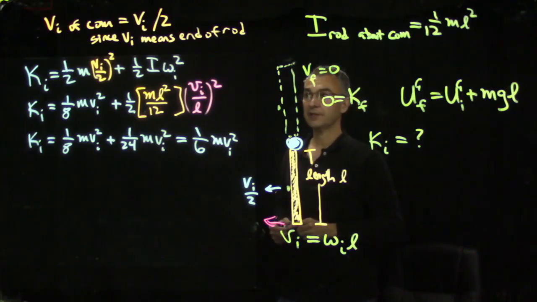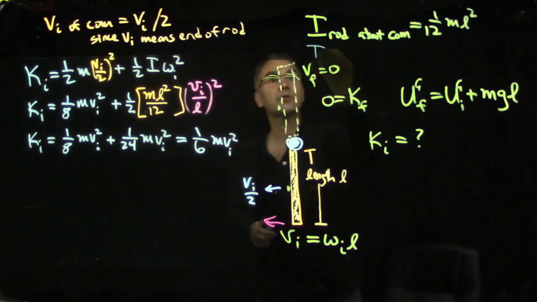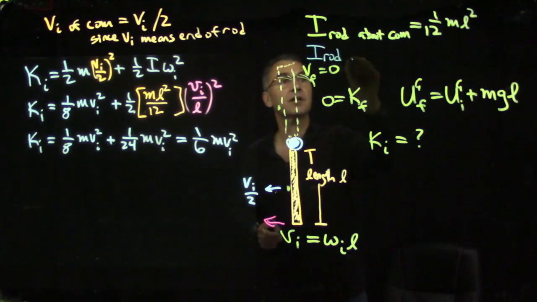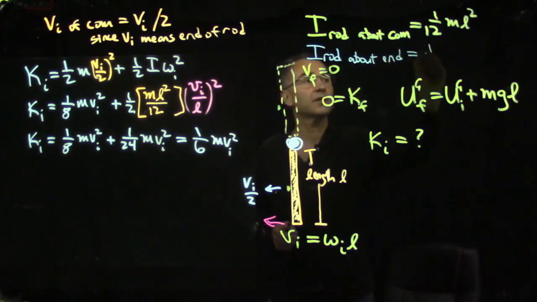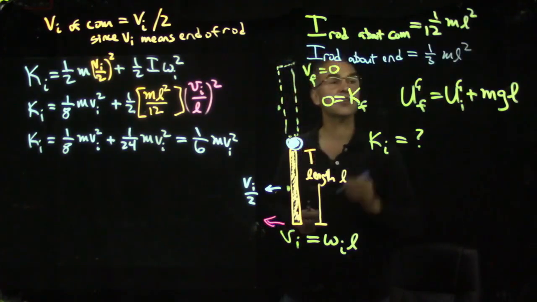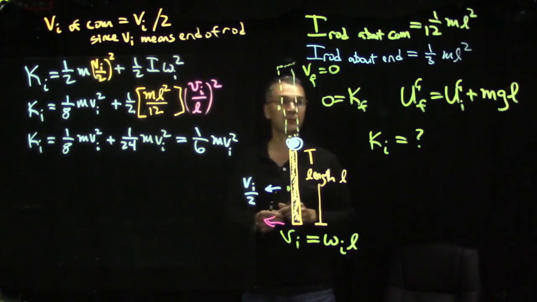Let's see if we can analyze it a different way. What if somebody told us that the rotational inertia of a rod about one end is 1/3 ml squared? Let's just say somebody whispers that in our ear, and we'll figure out in a minute how we calculate that.